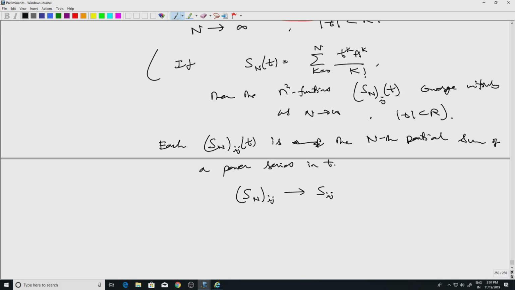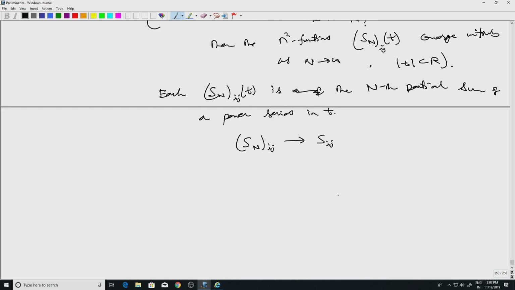And in fact, to obtain the derivatives of Sij, I can just do term by term differentiation here and take the limit. So I'll get this. These are general facts about power series of one variable. Now, let me quickly prove the lemma.